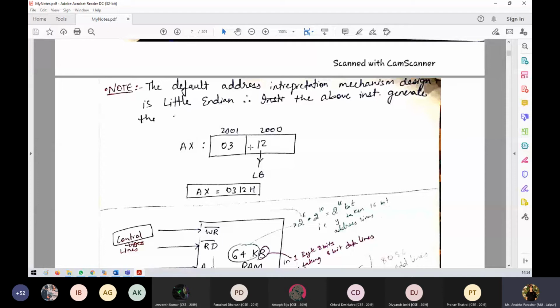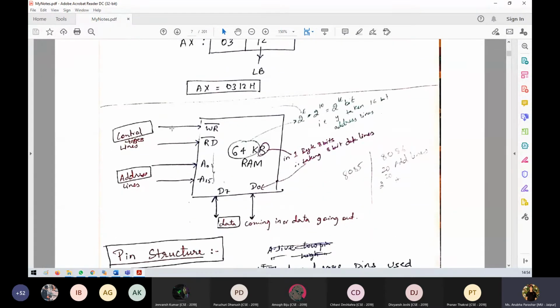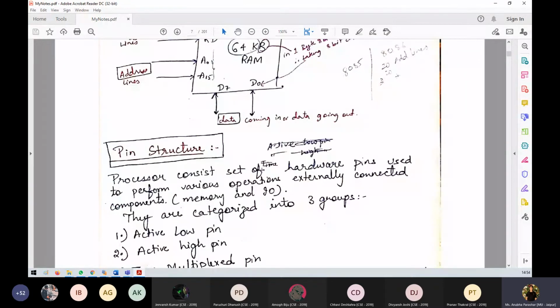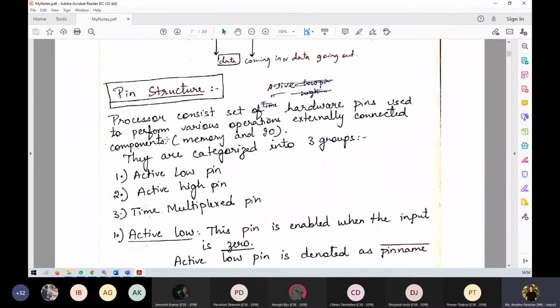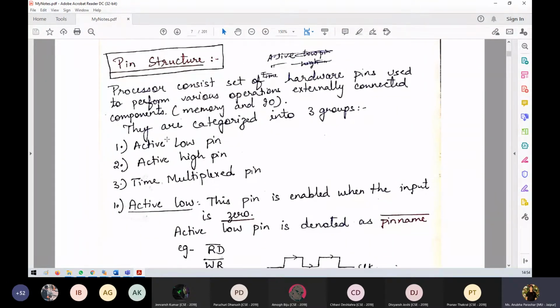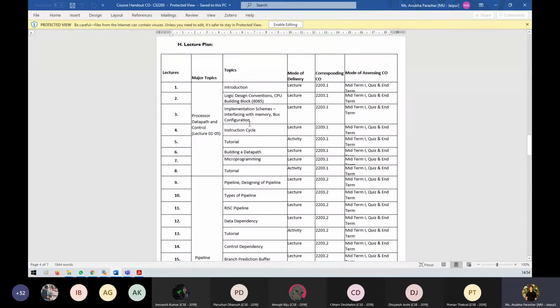So by default, you'll be storing it, and you can see an example a little later. Next we go with the pin structure. For pin structure, we are going with the 8085 microprocessor. Here we are doing logic design and the CPU building blocks, that is, what the basic building blocks of the 8085 microprocessor are. Let's see how it is.